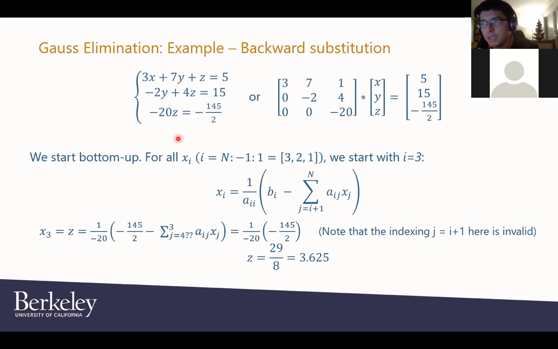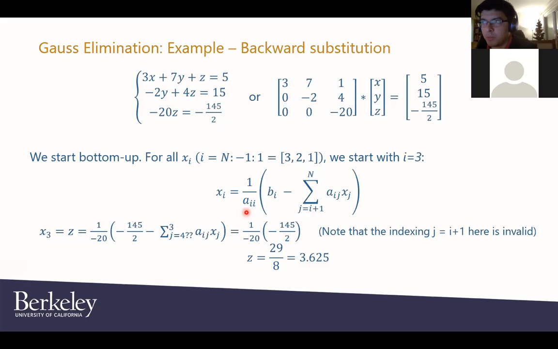Now we go to the previous row. We know y, we know Z. So we only have one variable to solve for, which is really easy. We move everything to the right side and we divide everything by 3. So that's what backward substitution does.